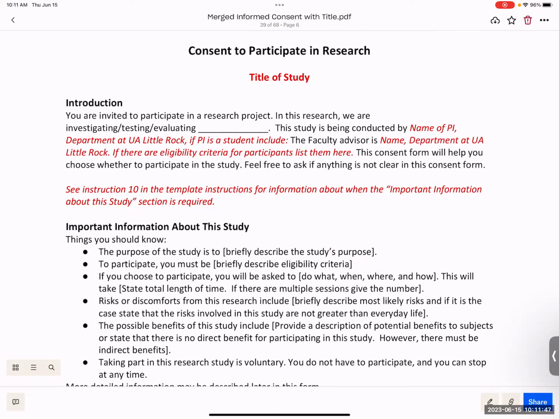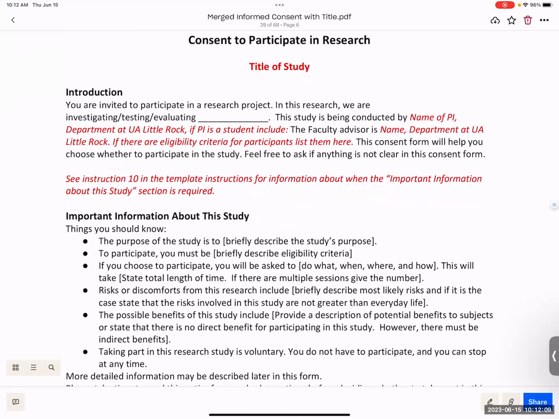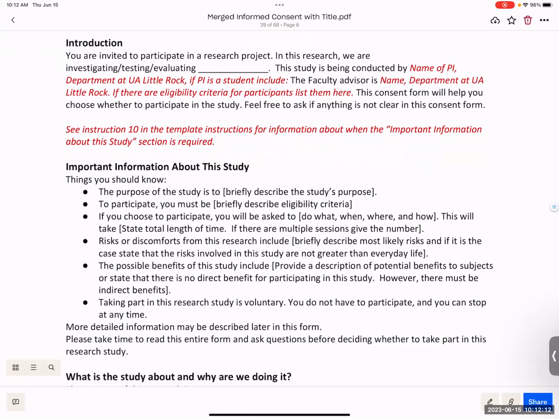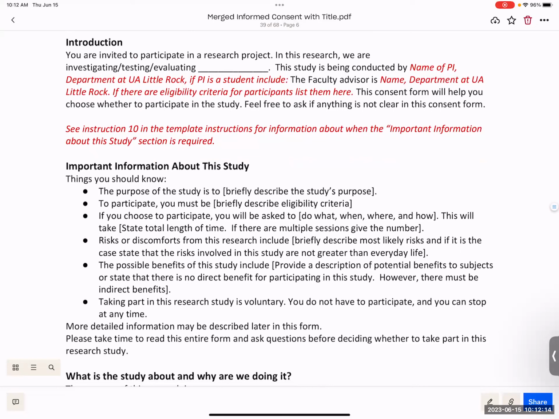Okay, so that brings us then to the actual informed consent template, which starts with an introduction section. And the introduction section should contain a brief description of the research. The research topic needs to be described with enough specificity that it's clear what the topic is. If it's too vague, that doesn't really help the participant in deciding whether or not this study is for them. But you don't have to be so specific that you give away your hypothesis.